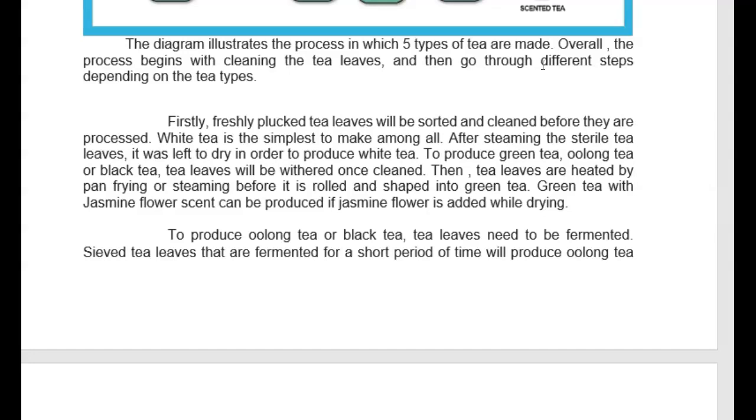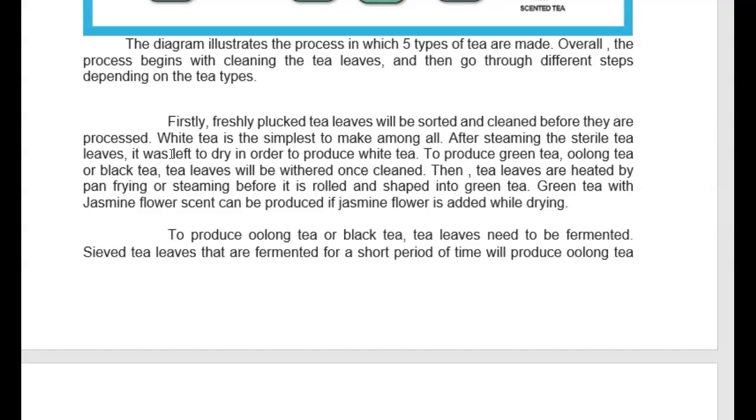All right, so firstly, freshly plucked tea leaves will be sorted and cleaned before they are processed. White tea is the simplest to make among all. After steaming the sterile tea leaves, careful, I don't know why you're calling them sterile. They are left to dry in order to produce white tea.